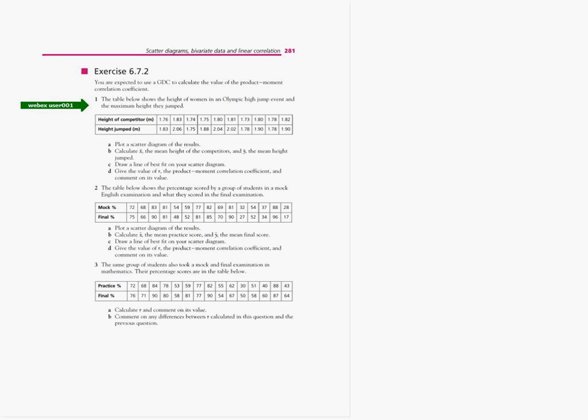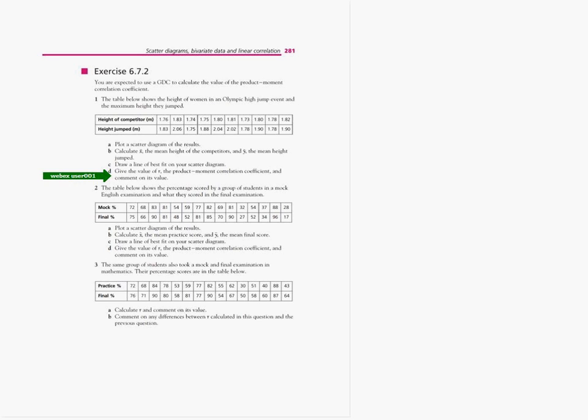Good. So, what buttons do you have to calculate the mean? X bar and Y bar. No, I calculated by myself. You added and divided? That will give you X bar and Y bar. Now part D says, give the value of R, the product moment correlation coefficient, and comment on its value. Let's find out what R is.